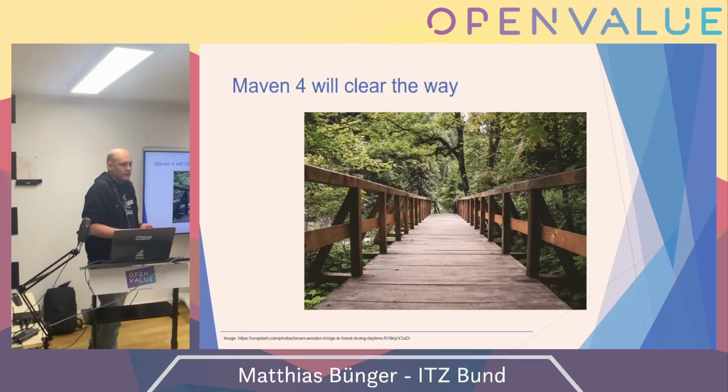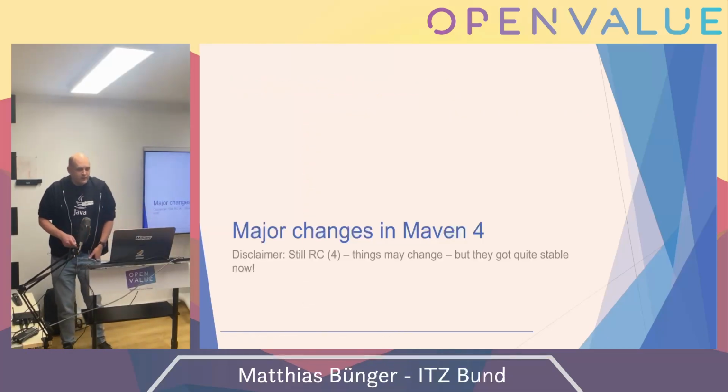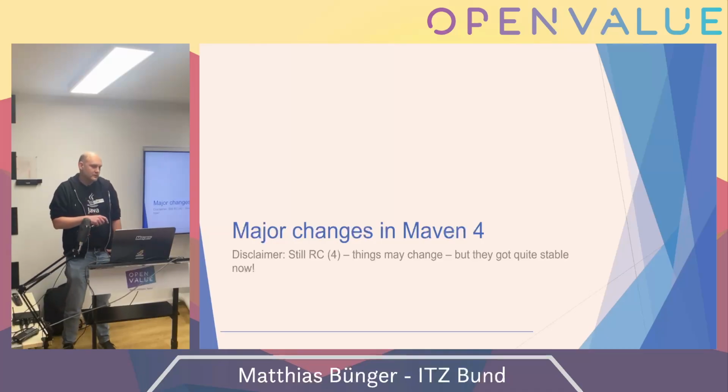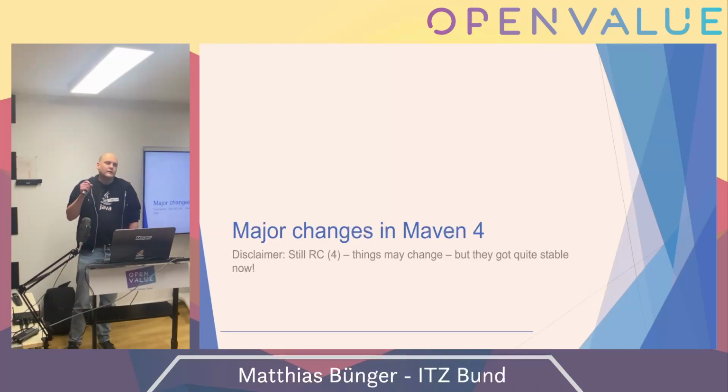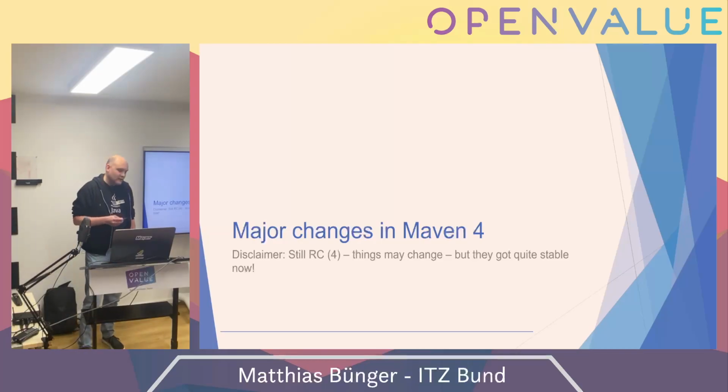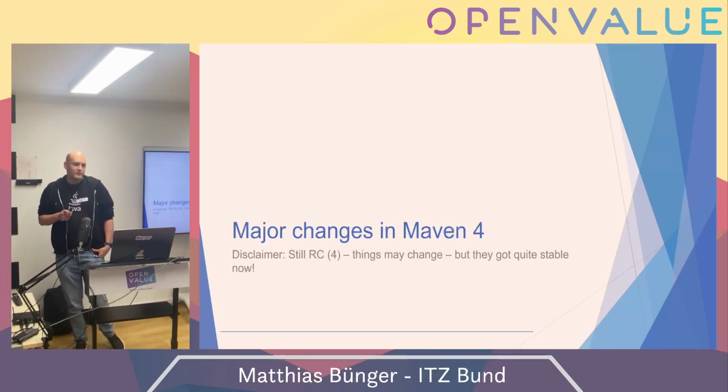The change which will happen there is quite small when you only look from the outside, but from the inside it's huge. So, what will change in Maven 4? Small disclaimer here, it's still release candidate 4, so literally things can change. The chance that they will change is, let's say, very, very small, because I have serious sources that say the final GA release will most probably be released very, very, very soon.